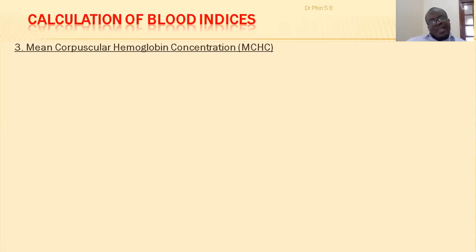If the cells are bigger, you find that the concentration will reduce. If the cells are smaller, the concentration will increase. So here you're not interested in the amount, but the concentration. So you're going to look at the amount of hemoglobin in relation to the size of the red blood cell. So it will give you the concentration.